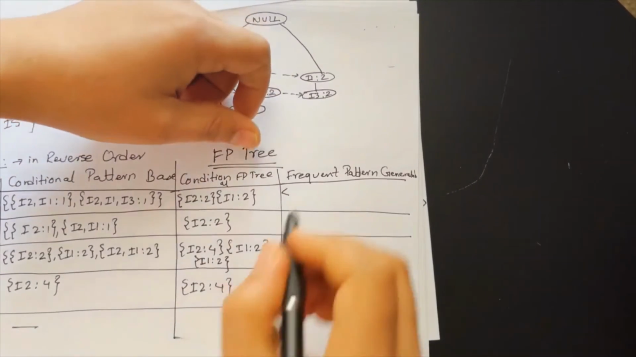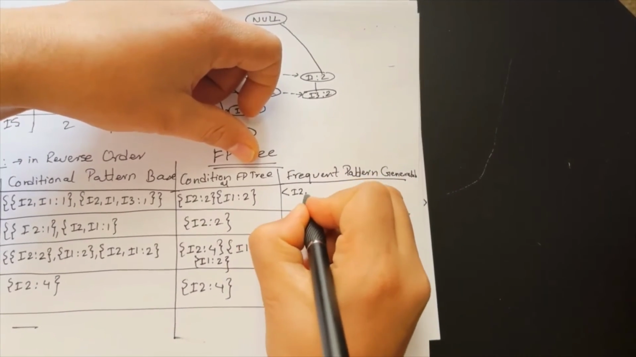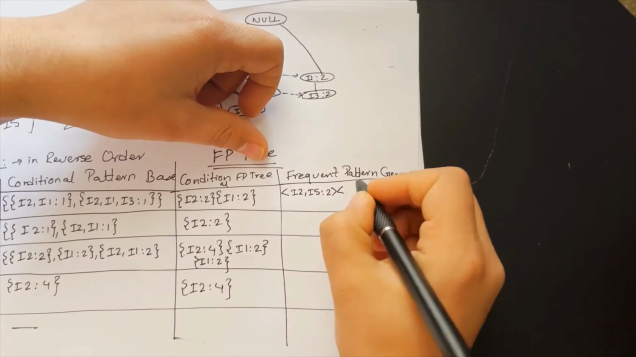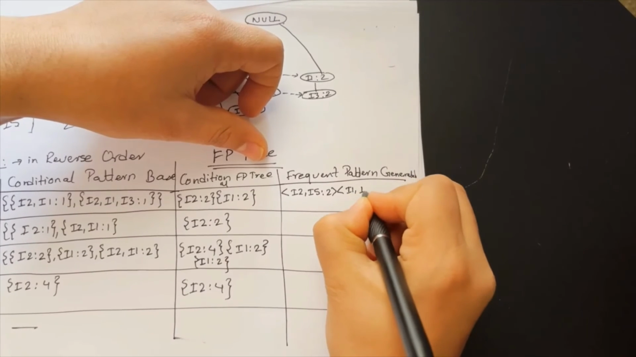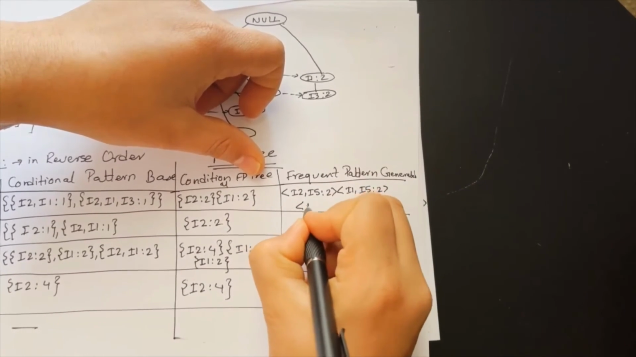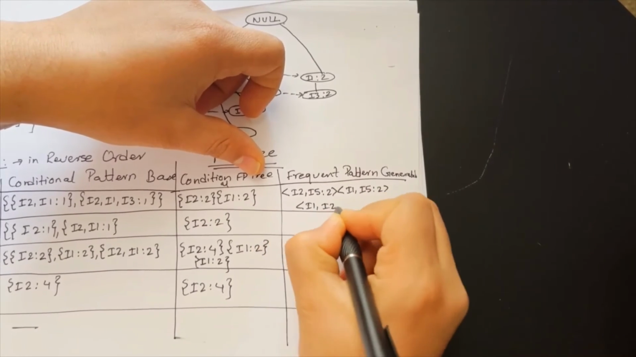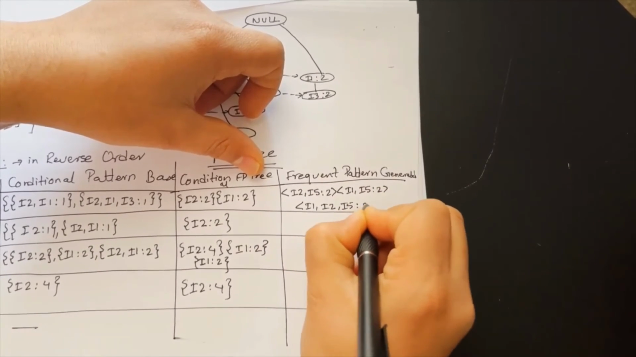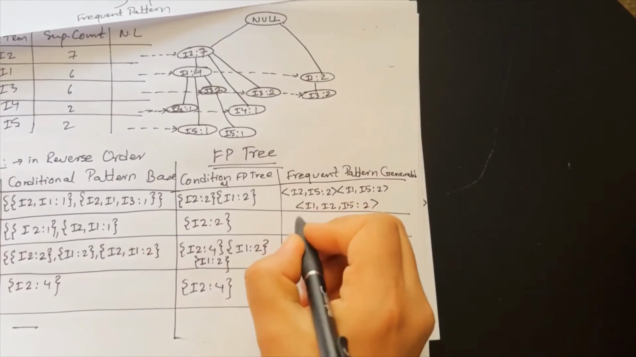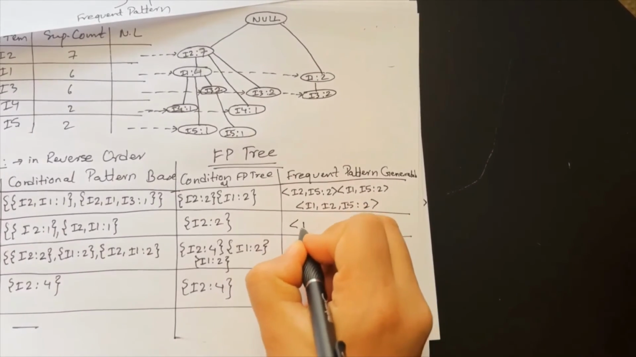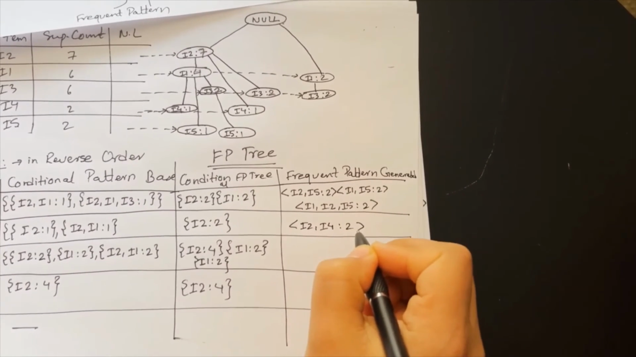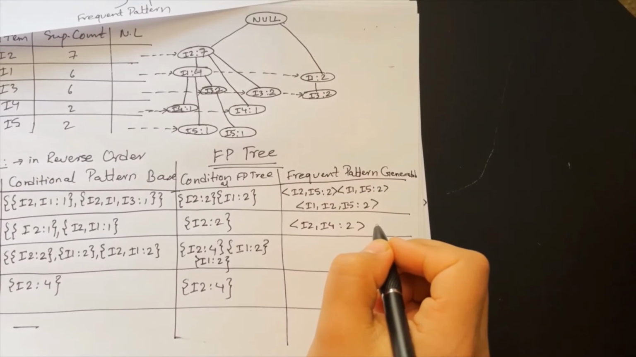Okay, this will be I2 I5 will be 2, and then I1 I5 will be 2, and then another one will be I1 I2 I5 will be 2. Similarly for I2 and I4, it's going to be just one frequent pattern. It's I2 I4 and it will be 2. And for I3 it's gonna be different.